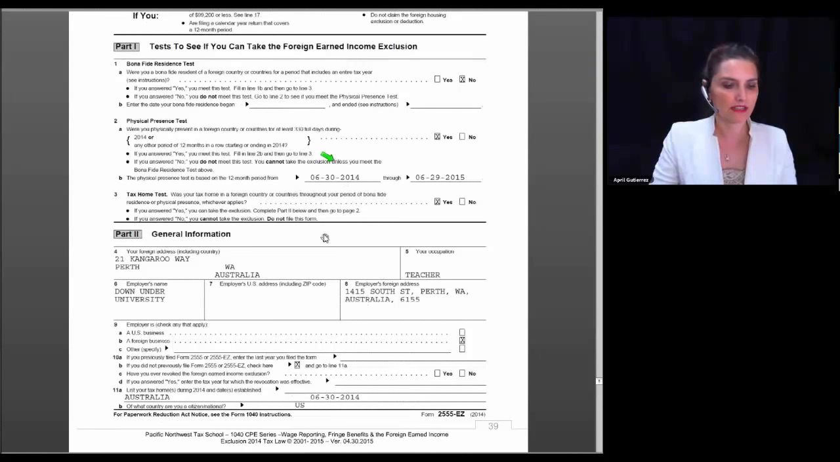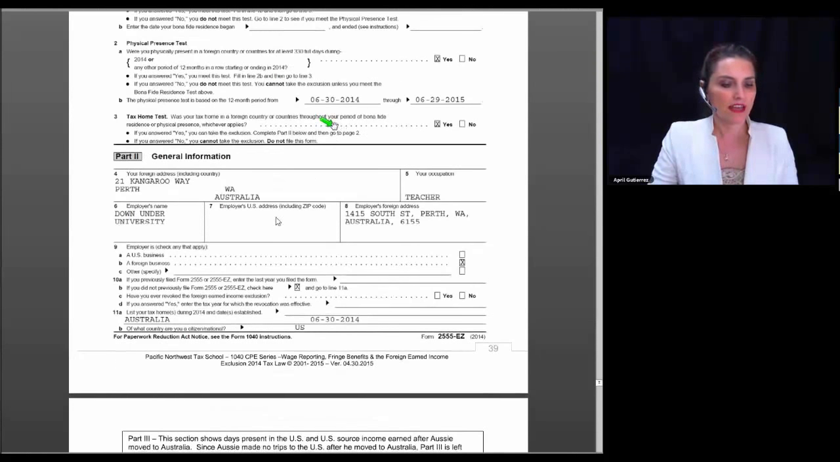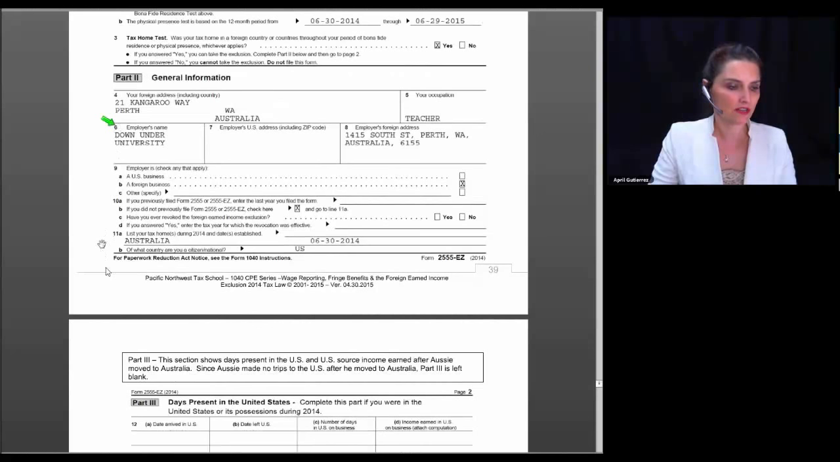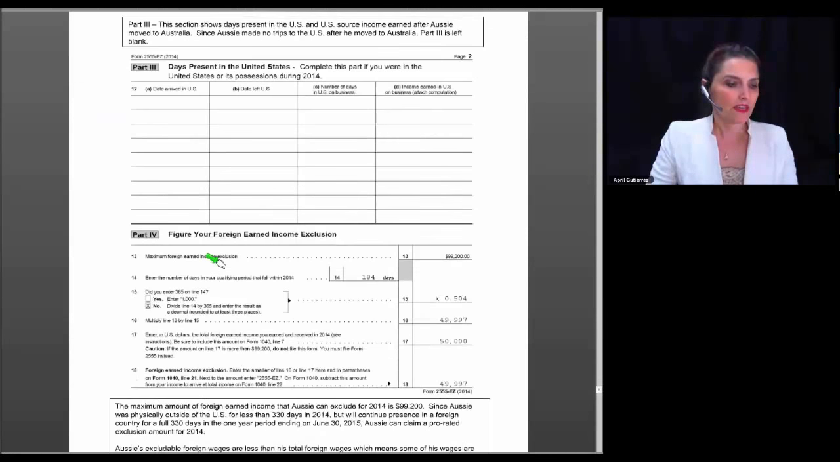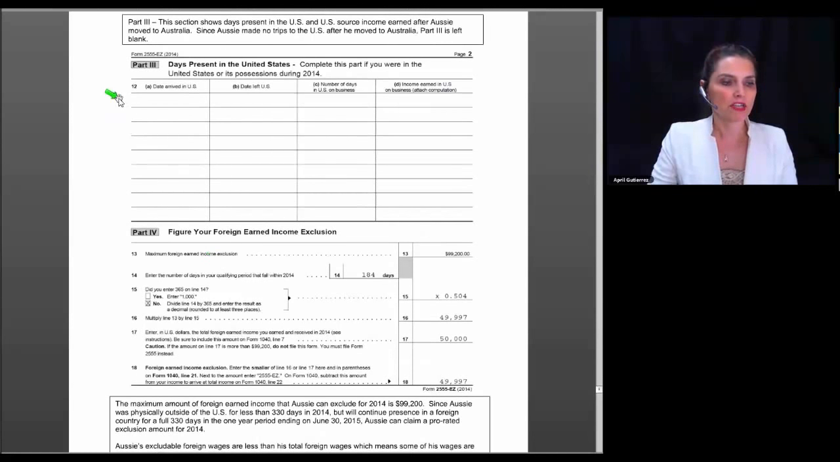We show his date of residency and where he's qualifying for those 330 out of 365 days. We enter his foreign address, his foreign employer. Here in Part 3, we enter information relating to the days present in the United States, but this is days of presence following the date that he left the country. So all of the days he was physically present in the United States before he went to Australia, those are not part of what we enter here.